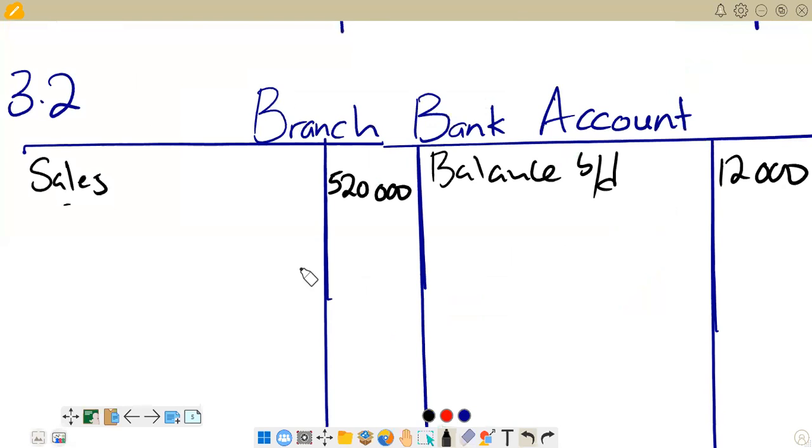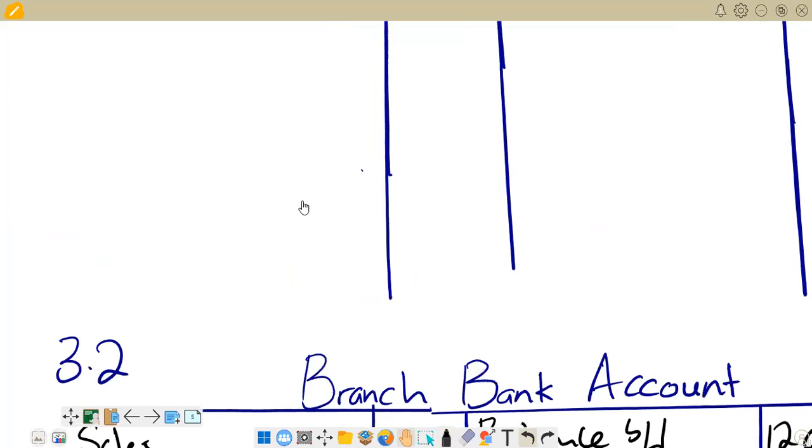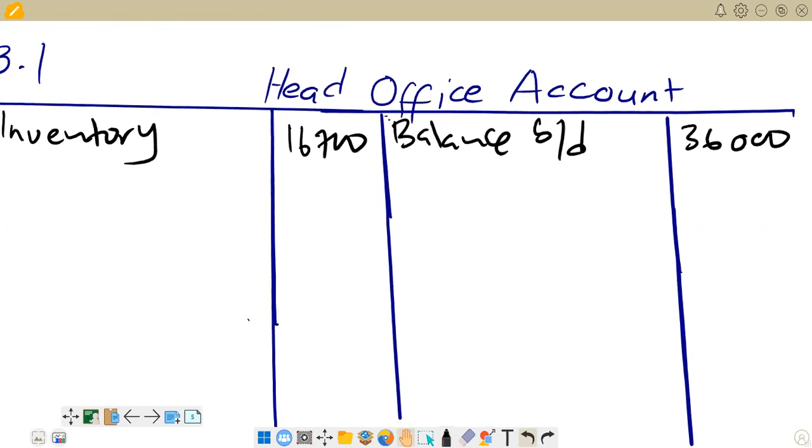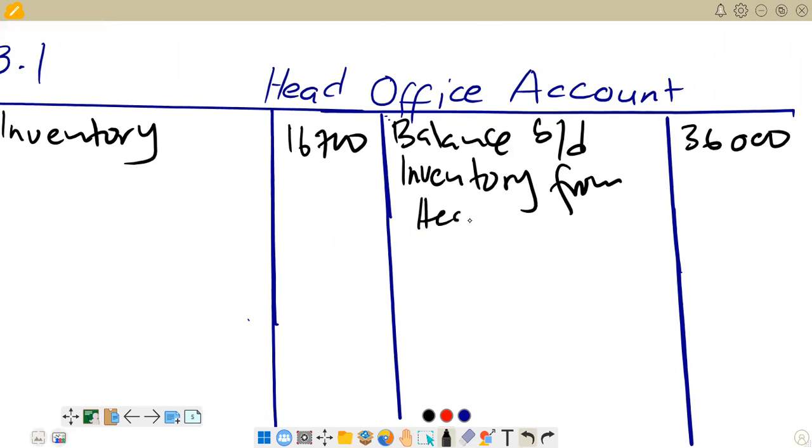So we go to the head office on the credit side and put that figure. Right, we are here. We go to the head office account. This is the head office account that we have. So we go to the credit side. We are saying it's inventory to branch. This is inventory from head office, it is going to the branch. And the amount is 200,000.